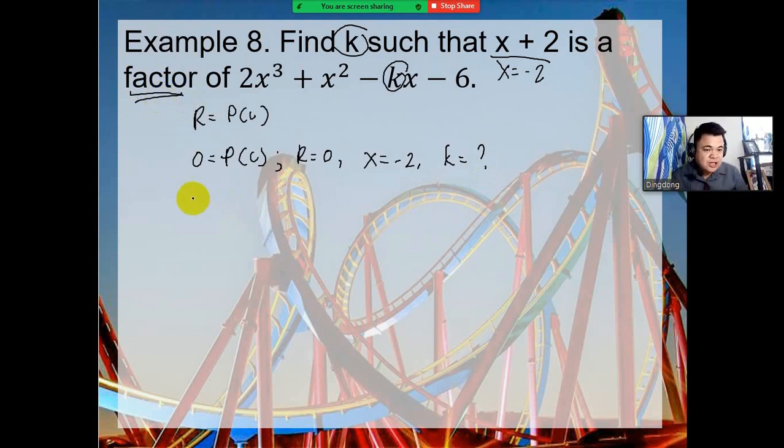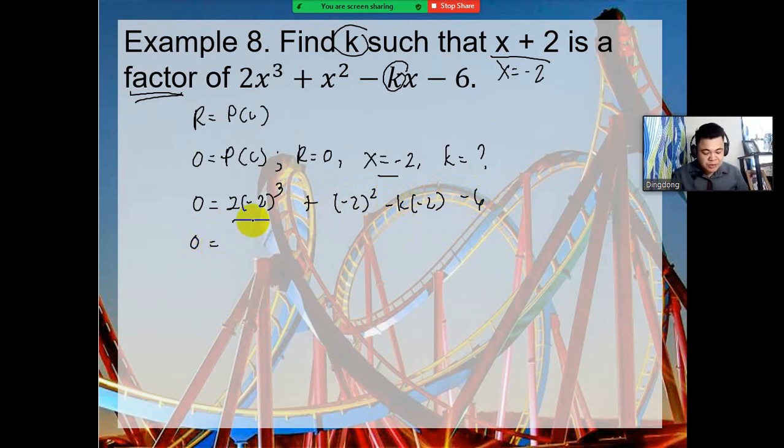Then the next thing is, let us substitute the values. Bring down 0, equals, change all x to negative 2: 2 times negative 2 cubed, plus negative 2 squared, minus k times negative 2, minus 6. So in that case, let's bring down 0 and then simplify them one at a time. Again, please simplify them one at a time.